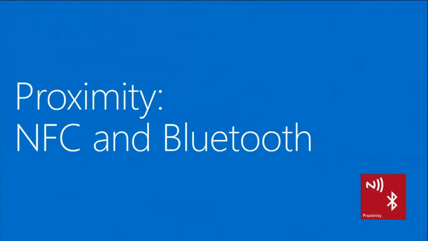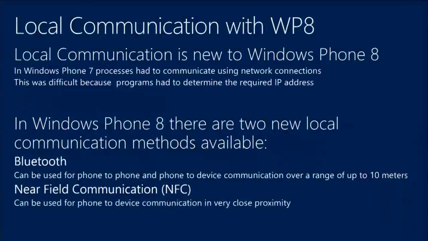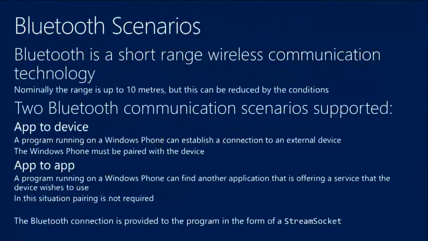Right, just to finish, a very quick look at some other interesting technologies we've got, NFC and Bluetooth. This is a whole new set of APIs in Windows Phone 8. We couldn't do anything like this. Two new local communication methods are available, Bluetooth and NFC. Bluetooth is obviously for up to 10 meters.